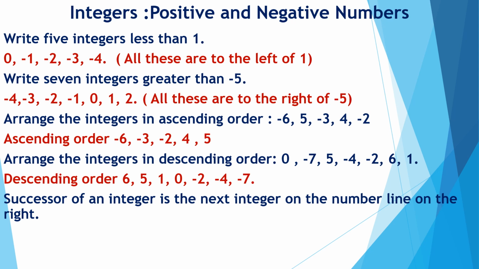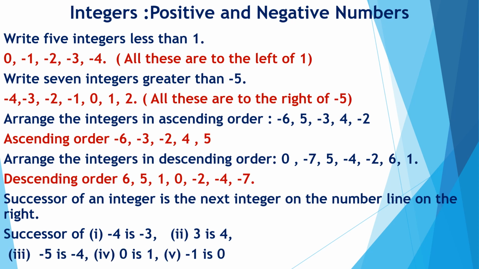Successor of an integer is the next integer on the number line on the right. Successor of minus 4 is minus 3. Successor of 3 is 4. Successor of minus 5 is minus 4. Successor of 0 is 1. Successor of minus 1 is 0. All the successors are to the right of the first integer.